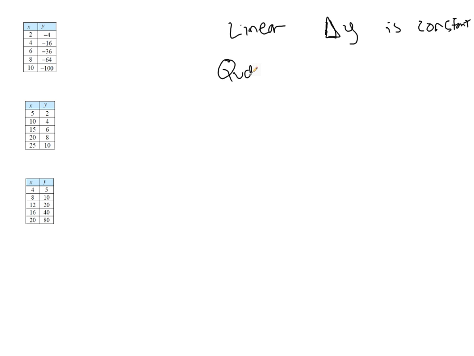For quadratic, well, a quadratic is fully defined by the fact that the change in the rate of change is constant. So we can stop whenever we've come to one of these two things. Otherwise, if neither of these two are constant, then it would be none of the above.